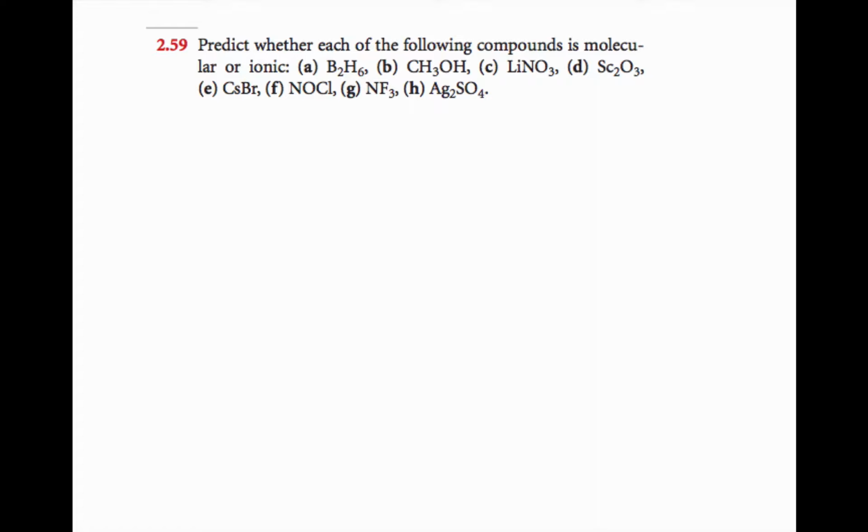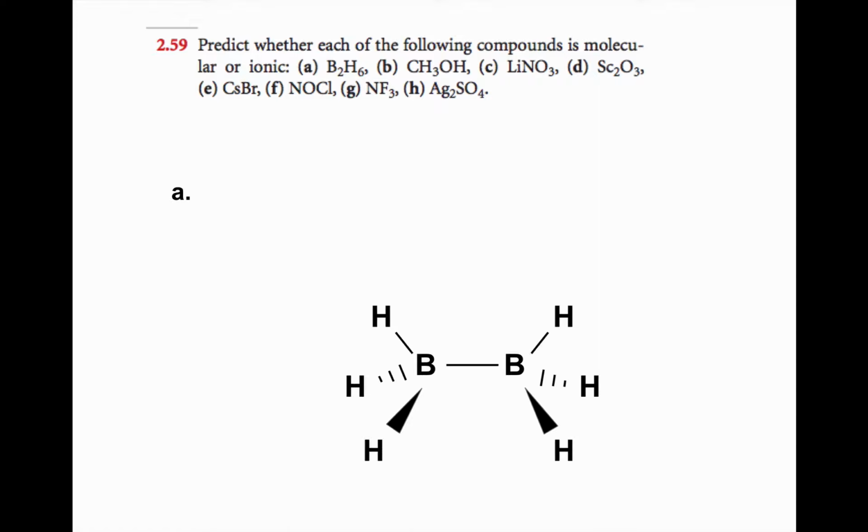Predict whether the following compounds are molecular or ionic. If it's a molecule, it's made up of just nonmetals. Boron's a nonmetal, hydrogen's a nonmetal. So this diboron hexahydride would have 2 borons connected, and the hydrogens connected to the borons. So this comes as a unit. We'll talk about how you know what's connected to what later on. But for right now, all you've got to recognize is that if you just have nonmetals, it's a molecule.